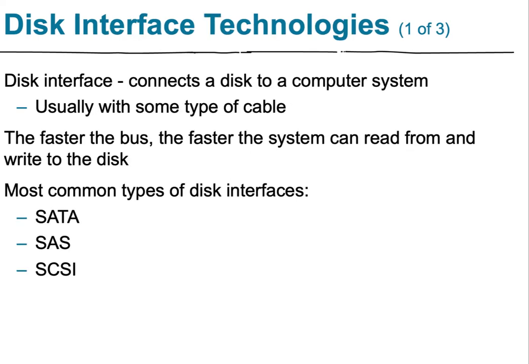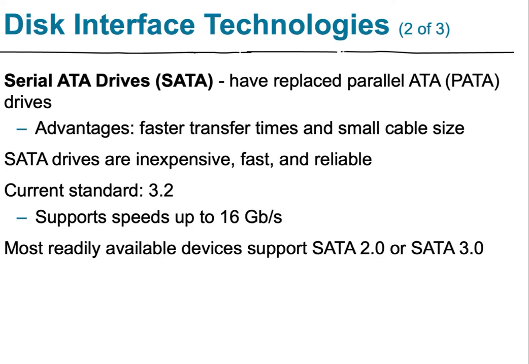The disk interface connects a disk to a computer system, usually with some type of cable. The cable acts as a bus that carries data and commands between the disk and the computer. The faster the bus, the faster the system can read from and write to the disk. The most common types of disk interfaces for locally attached disks are SATA, SAS, and SCSI. Each technology has advantages and disadvantages associated with it.